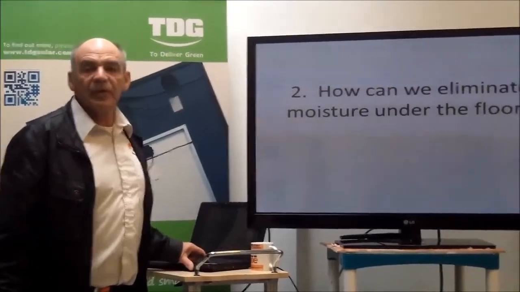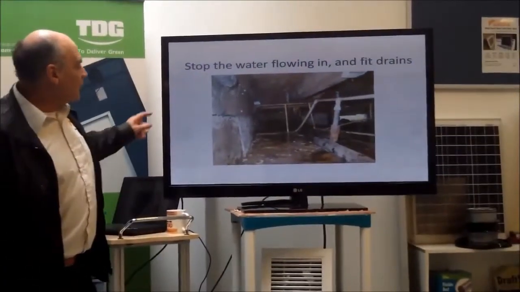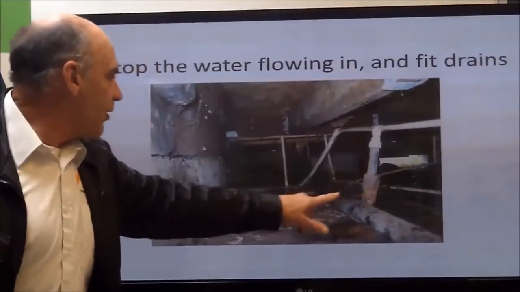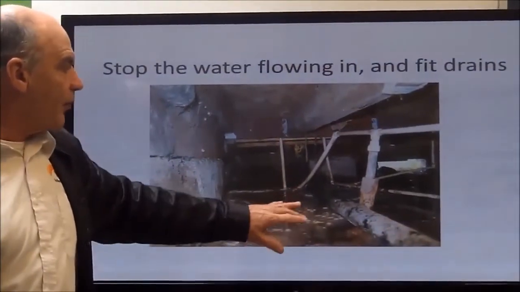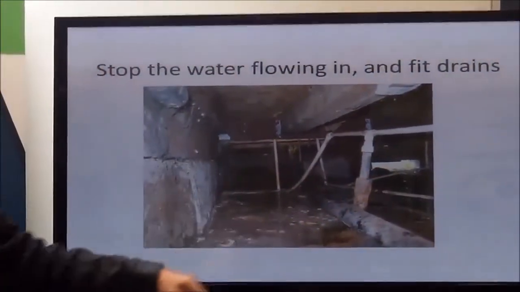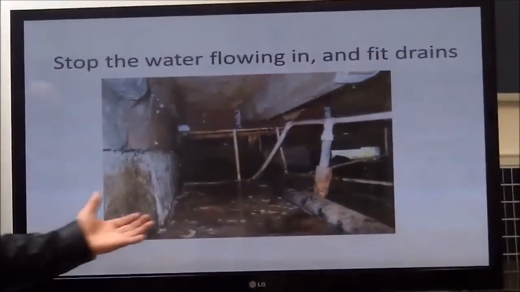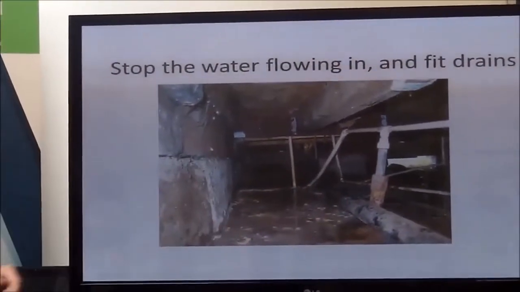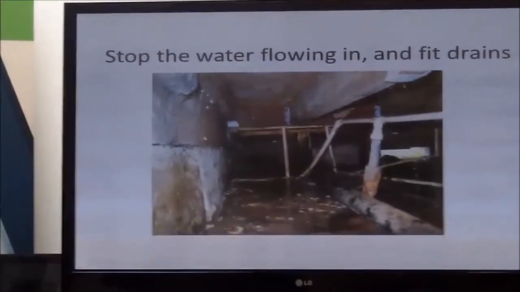So how do we eliminate the moisture under the floor? Here's an example of under the floor where when it rains the water runs in through here and just lodges here. The first thing is to put a drain across so that you don't get the moisture running in, and then if you get any seepage at all, to have an airflow across there so that it gets rid of the moisture.